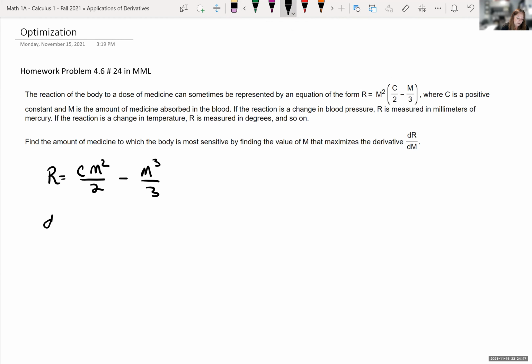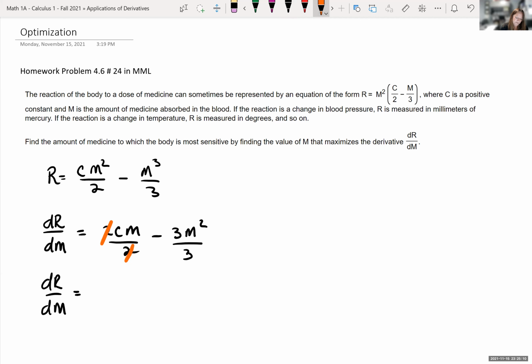Now we can take the derivative of R with respect to m. Taking the derivative, we get 2Cm all over 2 minus 3m squared all over 3. Cleaning this up a little bit, notice that the 2's cancel here and the 3's cancel here, and we're left with Cm minus m squared.